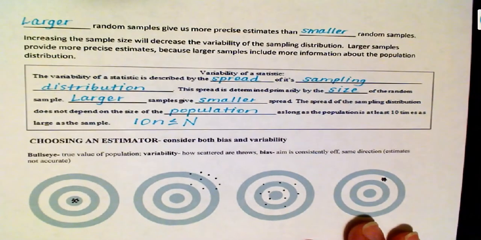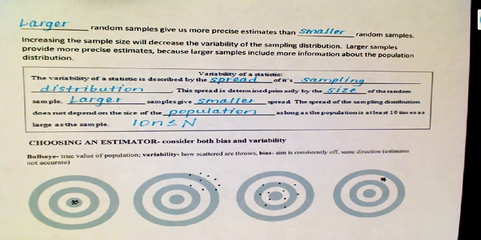Almost finished. Larger random samples give us more precise estimates than smaller random samples. So the larger number gives us more precise estimates than smaller. Increasing the sample size will decrease the variability of the sampling distribution, as we just talked about. Larger samples provide more precise estimates because larger samples include more information about the population distribution.